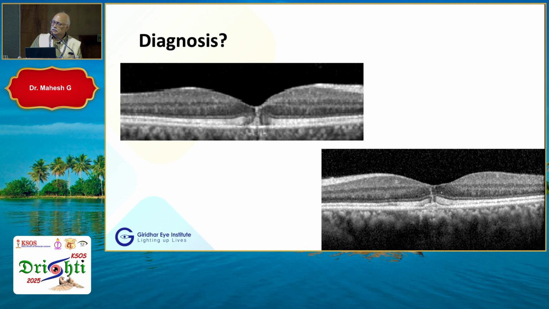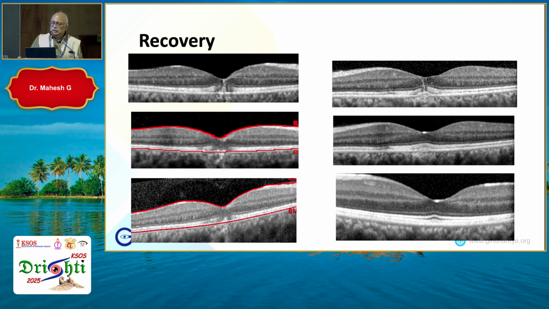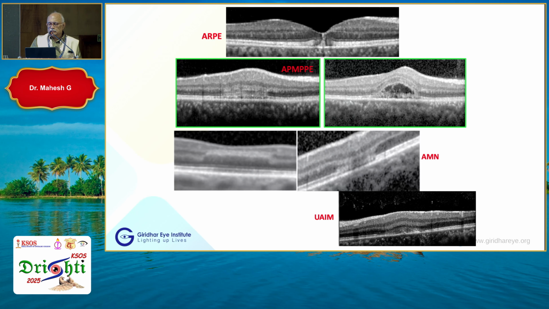But compared to that, this is pigment epitheliitis, where there is a defect in the RPE, which also gradually recovers. So these are some of the examples of acute macular, UAIM and pigment epitheliopathy. There are some differences. I am not going to discuss the details. Time is over. Thank you very much.